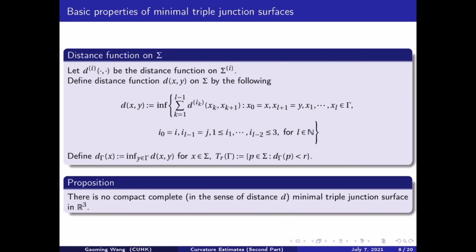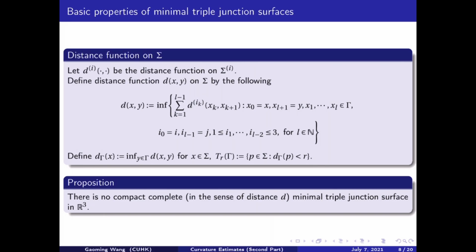With this distance, we can define the completeness of triple junction surfaces. Besides, we can define d_γ(x) to be the distance from any point x to γ. We will use this distance to construct test functions later on. We can also write T_R(γ) as a tubular neighborhood of γ under distance d.